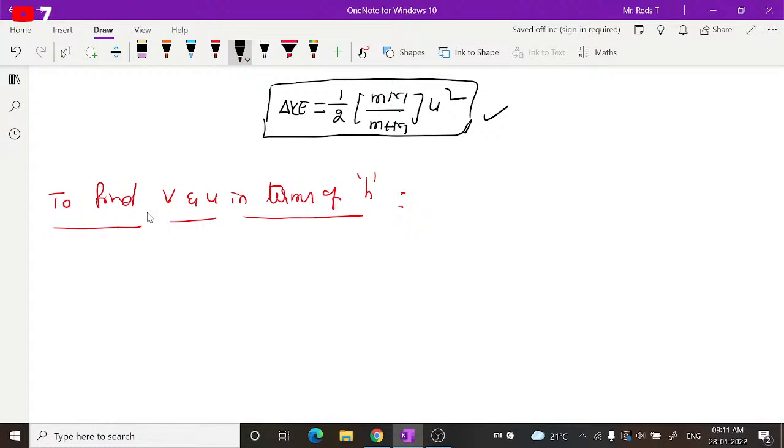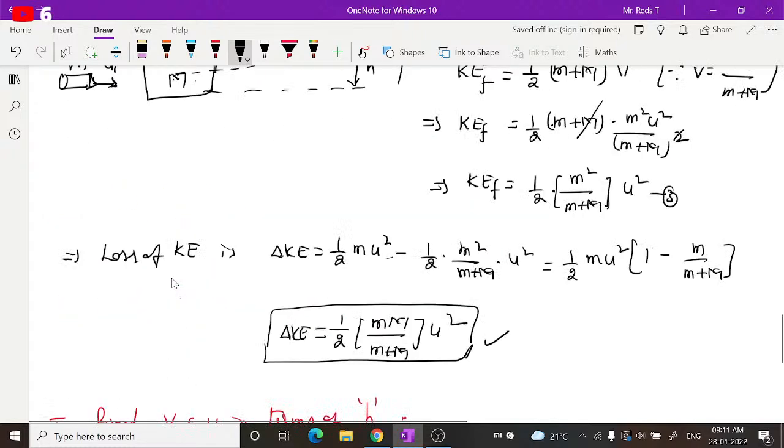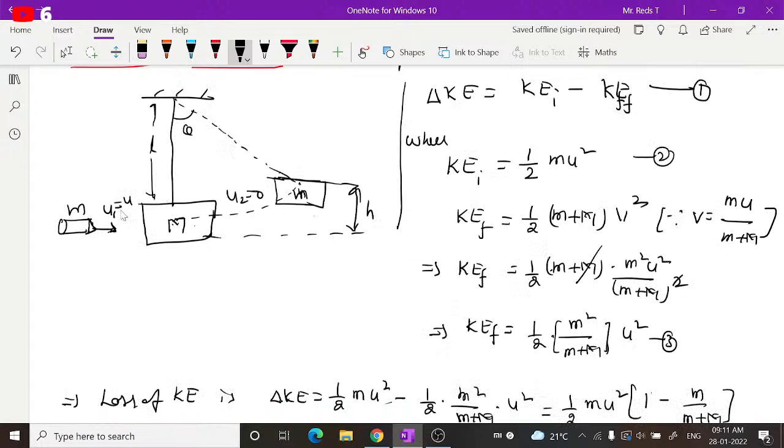So let us apply the law of conservation of energy to the system after collision. From this diagram, just after collision these two stick together and move with some velocity v. With this velocity they have some kinetic energy. With this kinetic energy they rise to this height and stop. This entire block will stop.